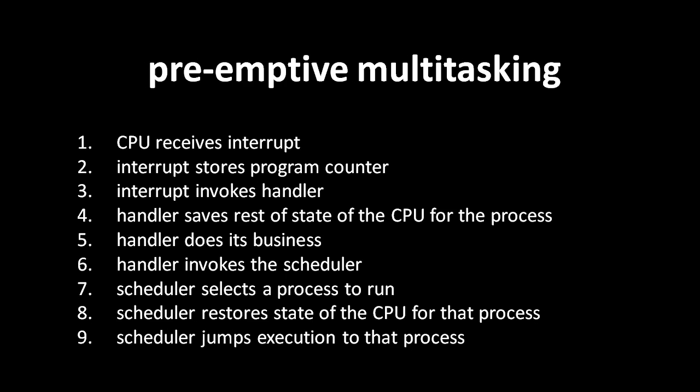Laid out in full, this scheme, called preemptive multitasking, works like this. First, the CPU receives some hardware interrupt, then the interrupt stores the program counter so that the interrupted code can resume later, the interrupt invokes the appropriate handler, the handler itself saves the state of the other CPU registers so that the interrupted process can be resumed later. The handler does whatever business the interrupting device needs. The handler then invokes a scheduler, and the scheduler selects a process to run. The scheduler then restores the CPU registers to the state they were in when that process was last running so that that process may continue. And finally, the scheduler jumps execution to that process.